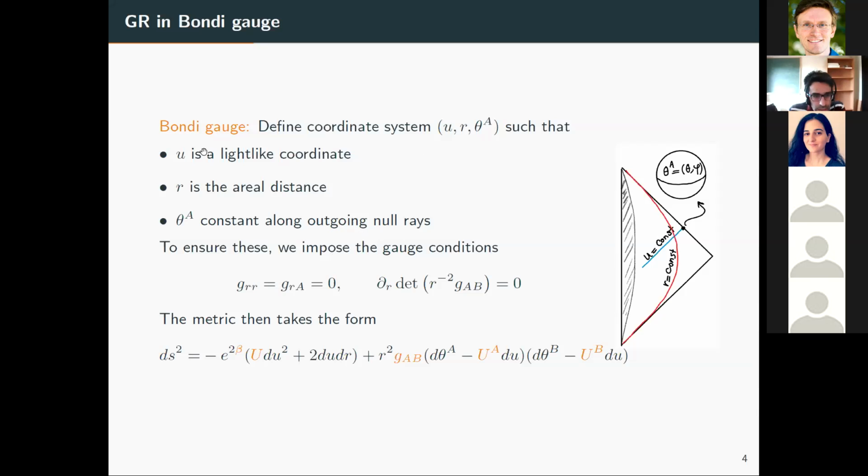So you can show that these 3 conditions are equivalent to these famous Bondi gauge conditions. And then when you pose these conditions, the metric takes this form. And as you notice here, in the metric, there remain only 4 objects to be determined: 2 scalars, beta and U, 1 vector in the sphere, U^A, and a metric g_AB in the sphere. Please interrupt me if there is any question.